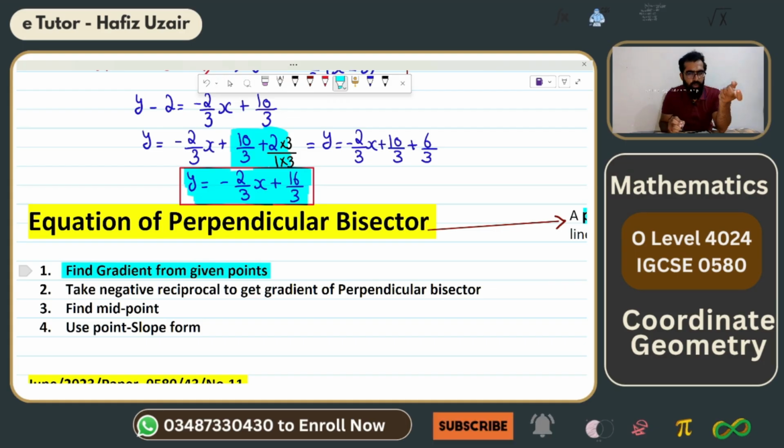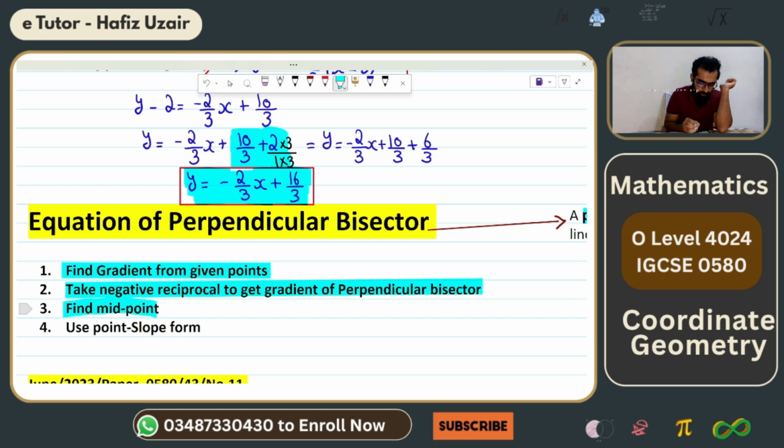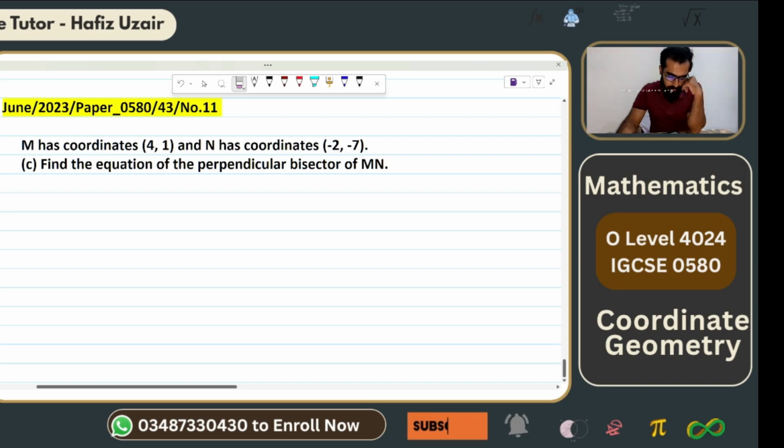You are given the points, you need to find the gradient of these points, then take the negative reciprocal to get the gradient of the perpendicular bisector, because the perpendicular bisector cuts at 90 degrees, that is perpendicular, so you need to take the negative reciprocal. Then find the midpoint, and use point slope form to find the equation of the perpendicular bisector. Okay, let's discuss a past paper question where you need to find the equation of a perpendicular bisector.